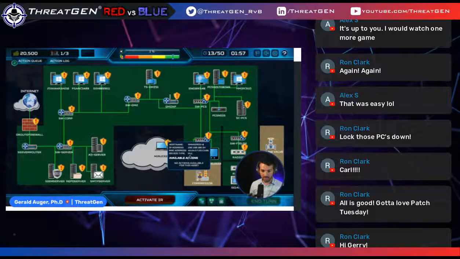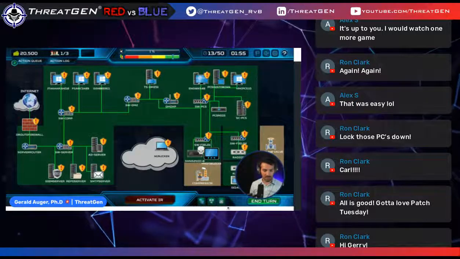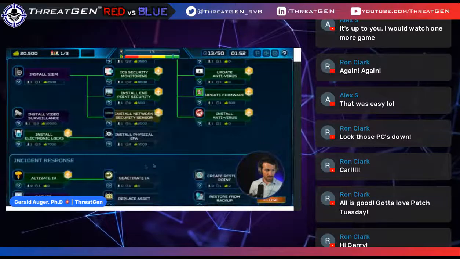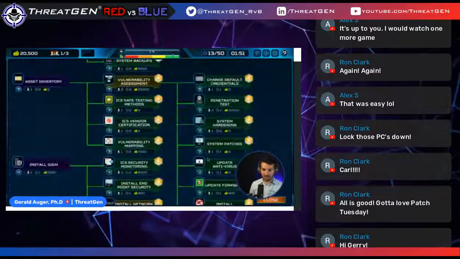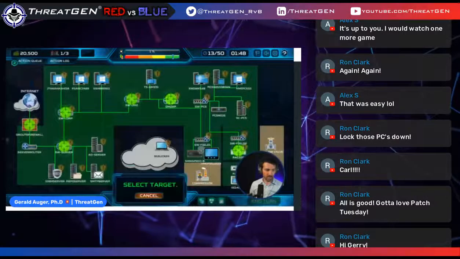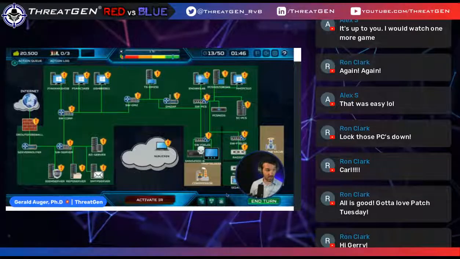All right, so let's reboot this asset. We're already rebooting it. Oh my gosh. All right, so let's check out if default creds needs to happen everywhere. Okay, so strong password policy didn't fix anything.